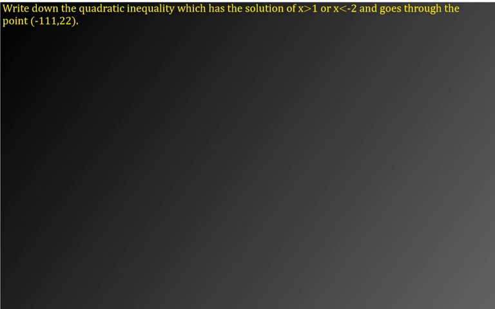But this is just another example that I wanted you to see, and it kind of melds two concepts: the ones where we write down a quadratic based on given information, and we also need to understand how quadratic inequalities work. So basically I just want a quadratic inequality written down that has the solution x bigger than 1 or x less than -2, and it needs to go through the point -1, 1, 1, 2, 2.